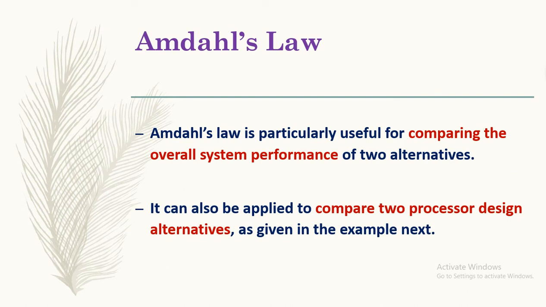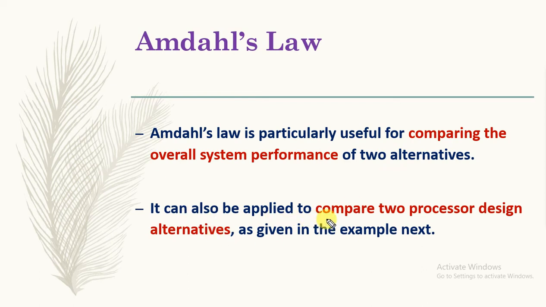Amdahl's law is particularly useful for comparing the overall system performance of two alternatives. So we can have a comparison between two systems. When we compare two systems, we can compare the overall speed up that is gained. So this can be applied for comparing the overall performance of two different alternative systems.